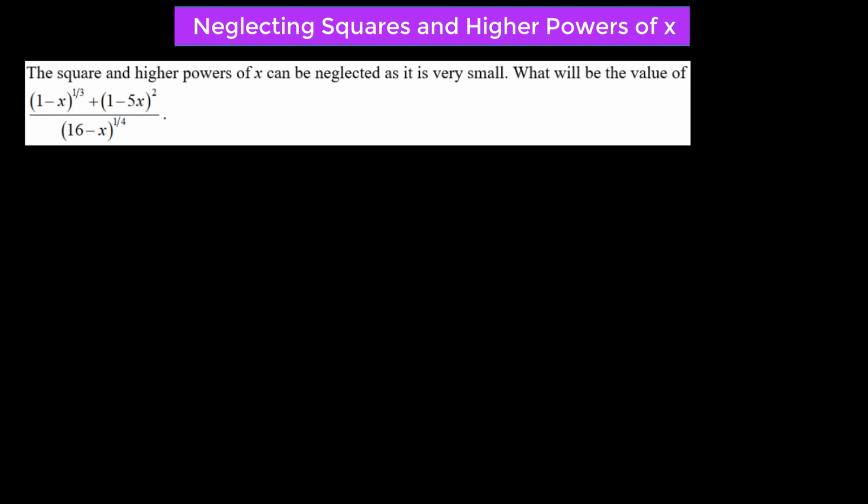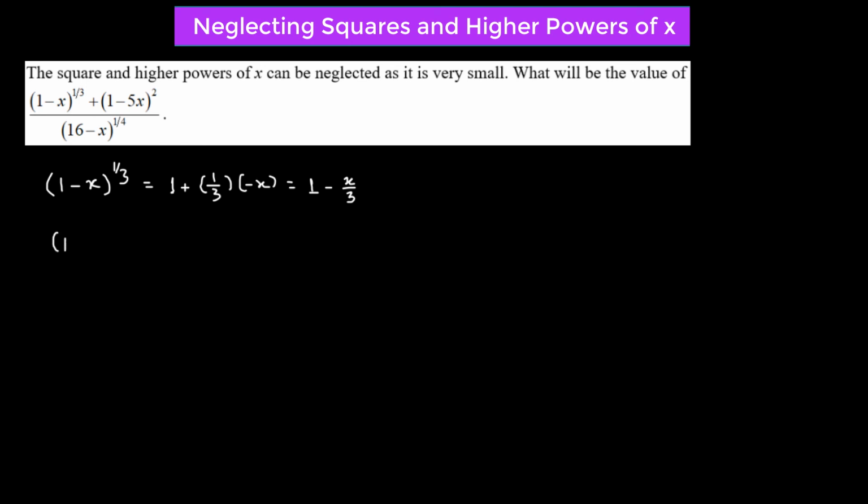So here we have to find the value of the given expression by neglecting the square and the higher powers of x. Let us begin by approximating term by term. So we consider the first expression in the numerator, which is 1 minus x raised to the power of 1/3, and apply the binomial approximation. So that would give us 1 plus n, which is 1/3, times x, and x here is negative x. So that would give us 1 minus x over 3. That's it. We don't have to consider the higher powers of x.